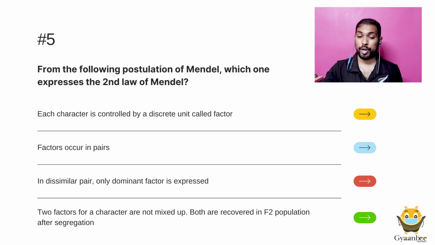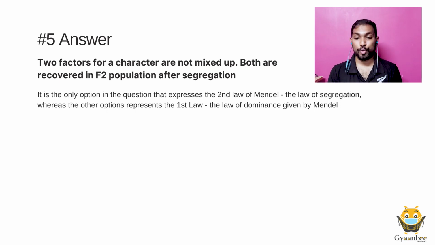So those are your 4 options. And like I said, most of the answers that we received were incorrect answers. There are a few that got that right. The answer here is option D. Two factors for a character are not mixed up. Both are recovered in the F2 population after segregation.